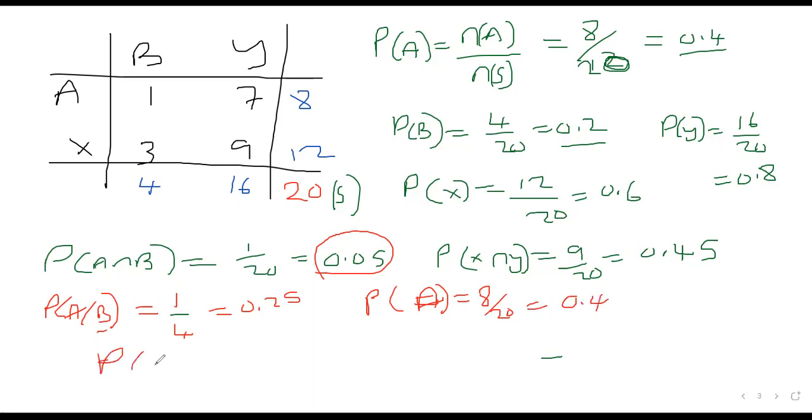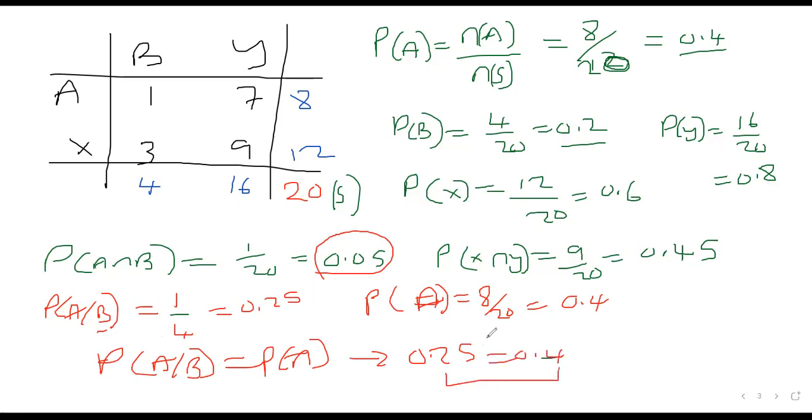So A given B, for them to be independent, must be equal to what? A. So what was our A given B? 0.25. And what is our A? 0.4. Are they the same? No. So we can conclude that these ones are not what? They're not independent. So this is for independence. And this is for what? Mutually exclusive. It means they are mutually exclusive if the intersection is equal to 0.